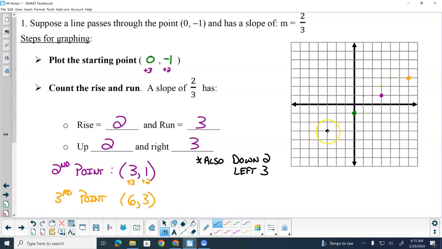Back where I started. Go down 2, 1, 2, left, 1, 2, 3. Oh, there's another point that's on my line. Down 2, 1, 2, 1, 2, 3, left 3. There's another point on my line. They should all line up before you use your straight edge. They should all line up in a line.